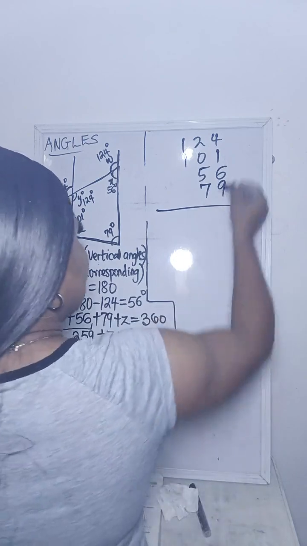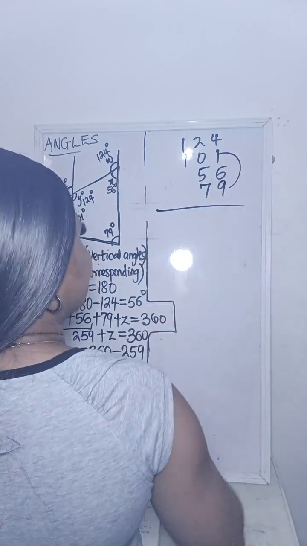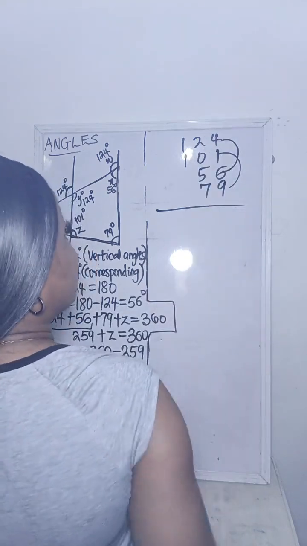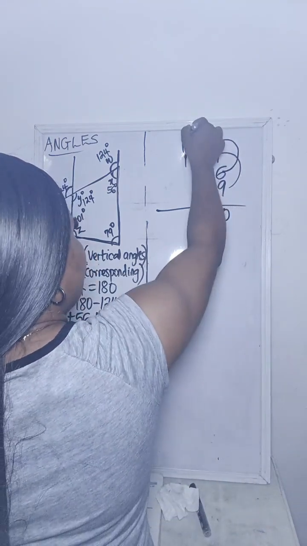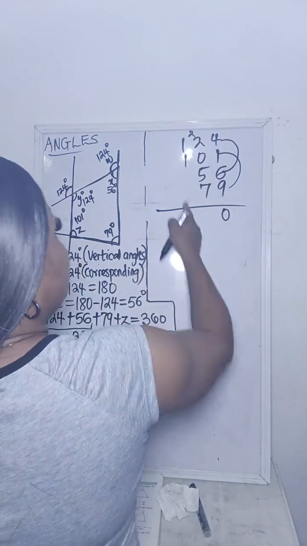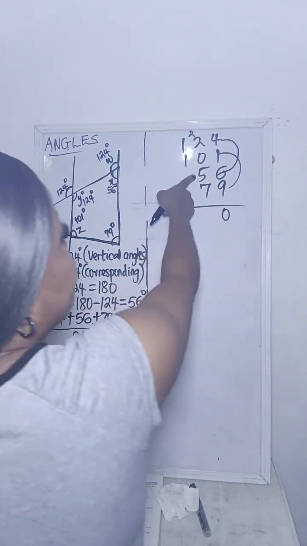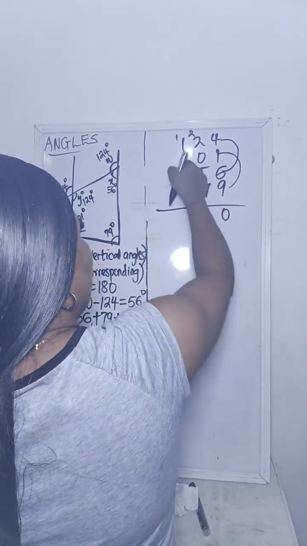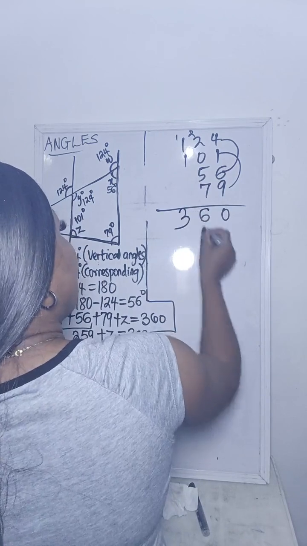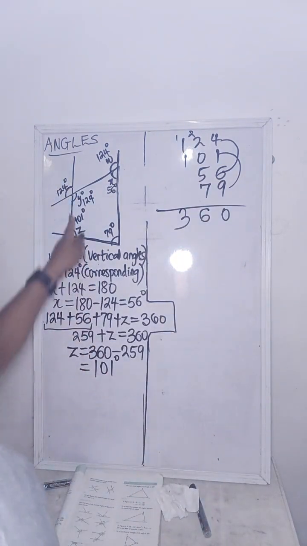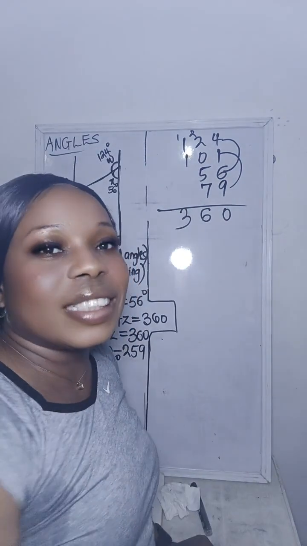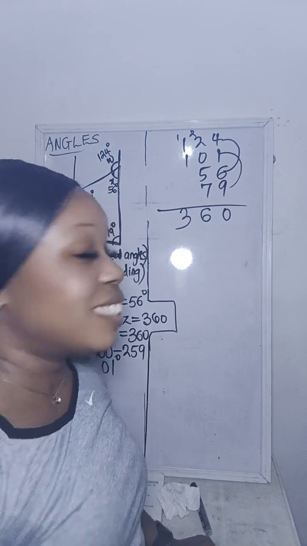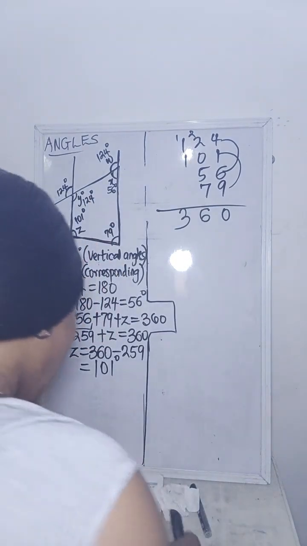So 9 plus 1 is 10. 6 plus 4 is 10. That's 20. So 0, carry 2 here. 4 plus 5 is 9. 9 plus 7 is 16. So 6, carry 1. 1 plus 1 plus 1 is 3. And voila! Our answer is correct. The sum of angles in a quadrilateral is 360. Amazing, isn't it?